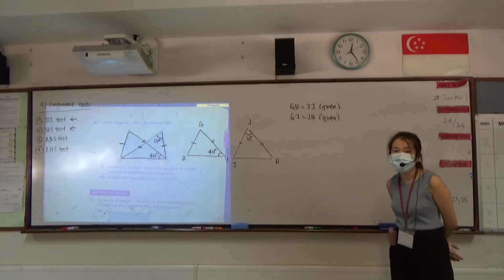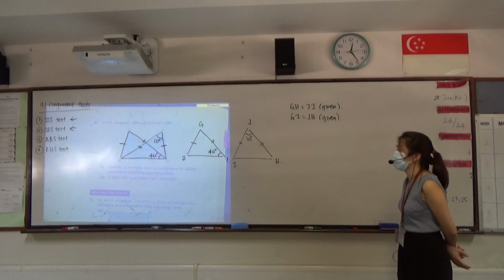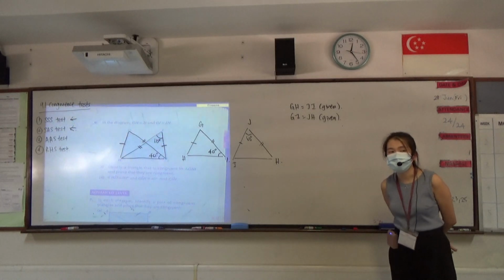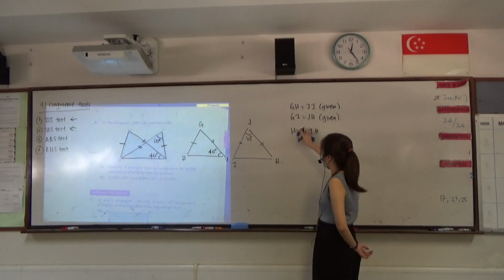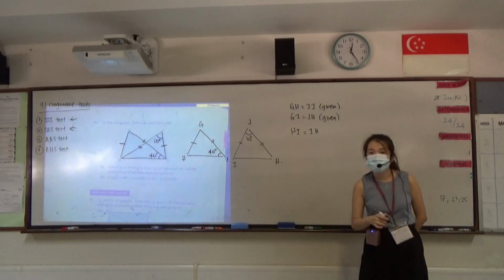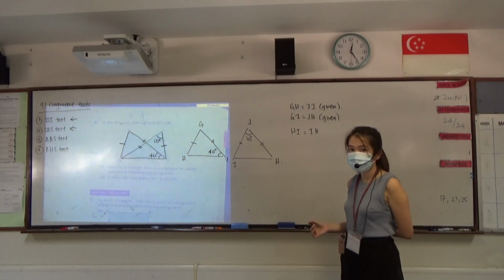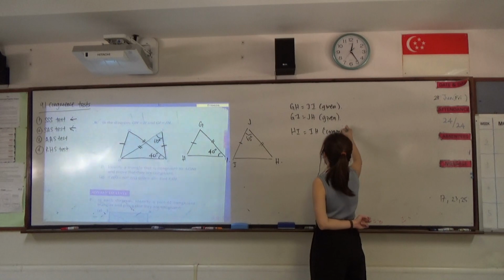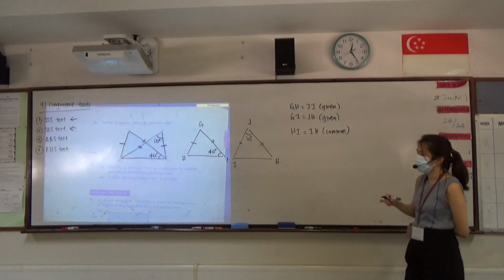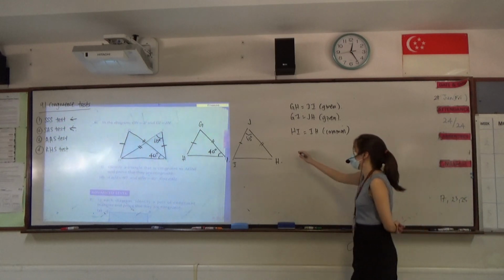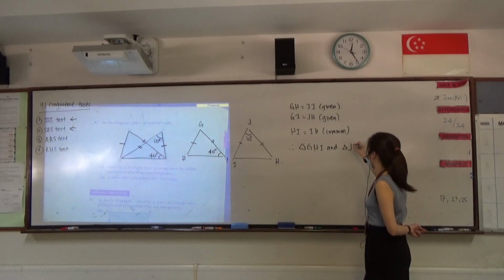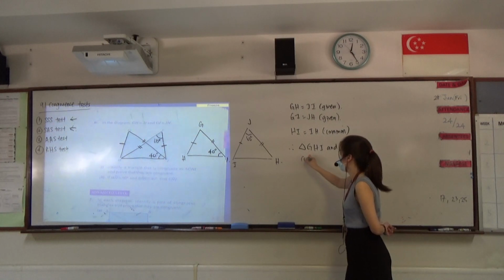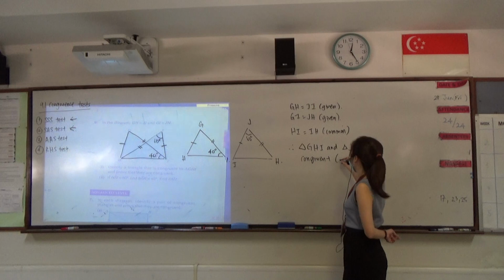Now you want to change to the SSS test? Okay, how am I supposed to say that HI is equals to IH? Under what conditions, or why is it that we got these two sides to be equal? Why are they equal? Common. Good. So HI equals to IH because it's common between the two triangles. So therefore, triangle GHI and triangle JIH are congruent due to your SSS test.